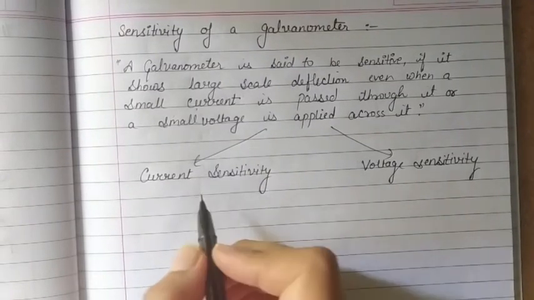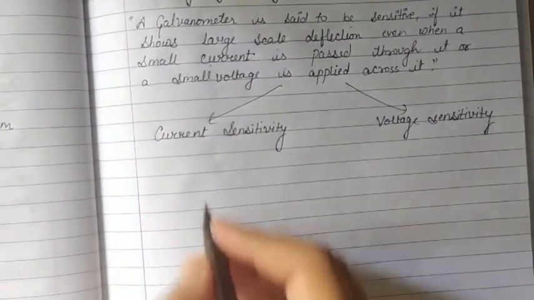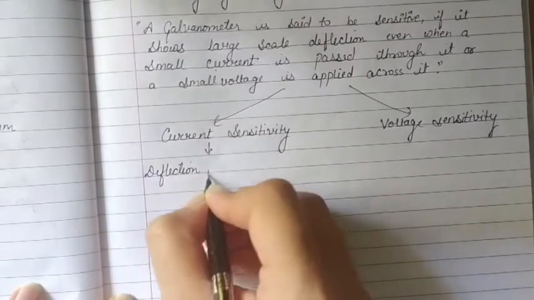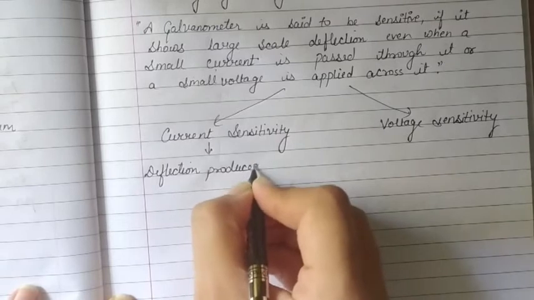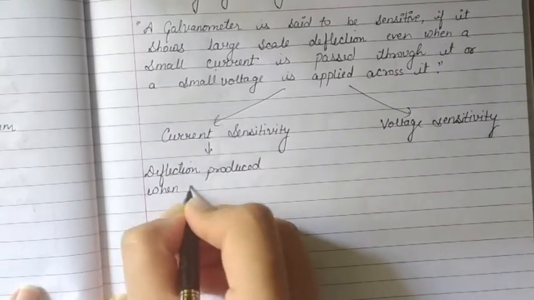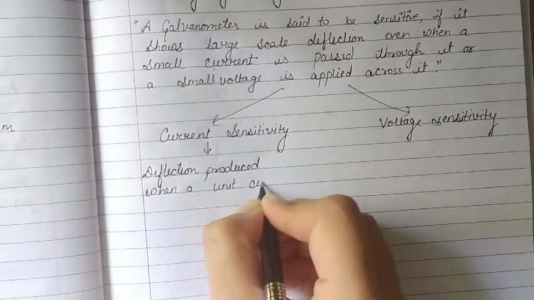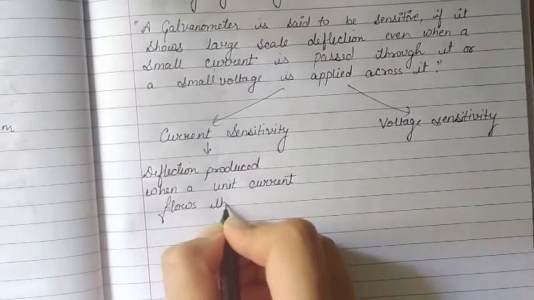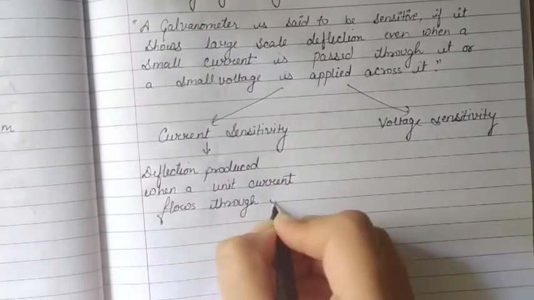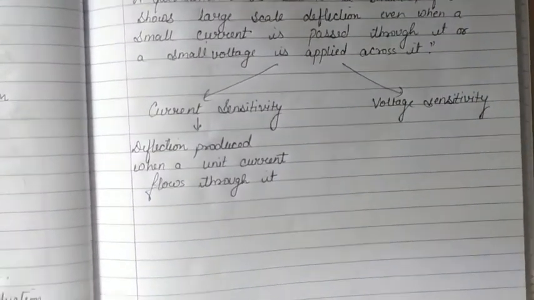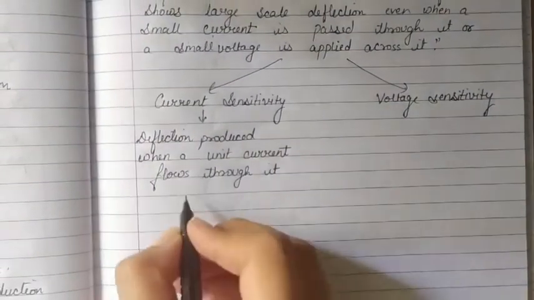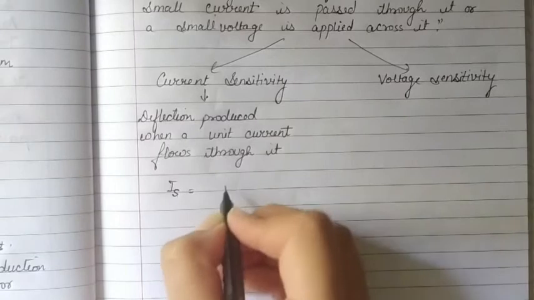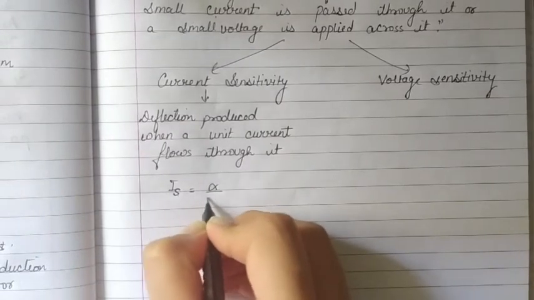So we are talking about current sensitivity. It is defined as the deflection produced in a galvanometer when a unit current flows through it. Deflection produced in a galvanometer when a unit current flows through it is called current sensitivity of that galvanometer, and is given as Is.